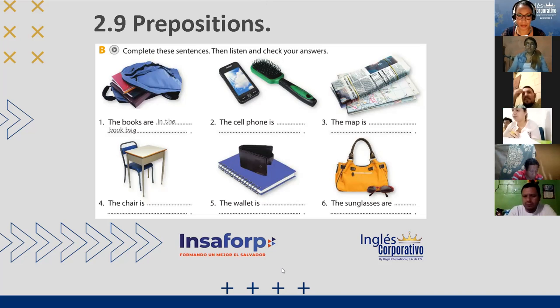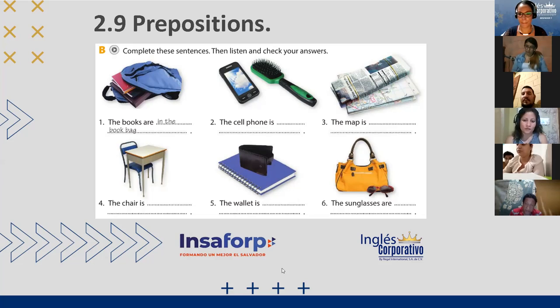Okay, do we have a volunteer for number two? The cell phone, complete. Okay, the cell phone is next to the hairbrush. Excellent, next to the hairbrush. Okay, very good. Volunteer for number three. The map is under the newspaper. The map is under the newspaper. Okay, number four, volunteer.